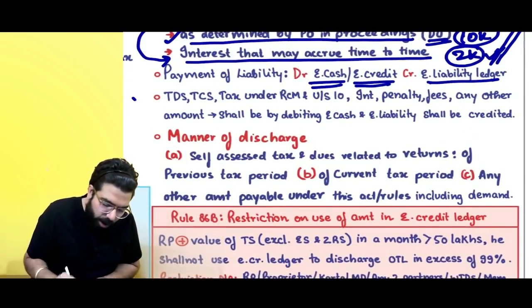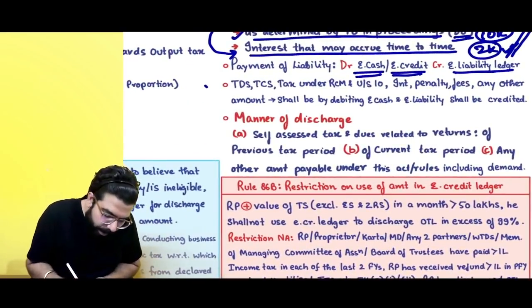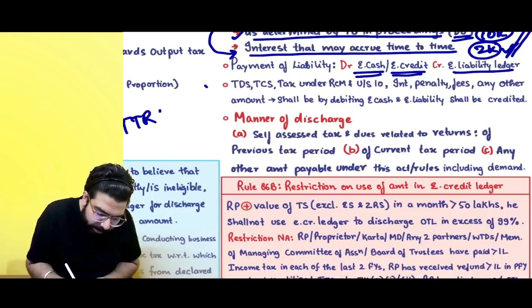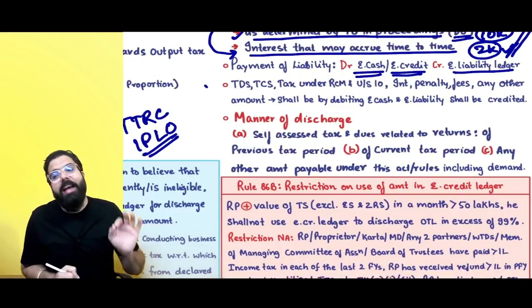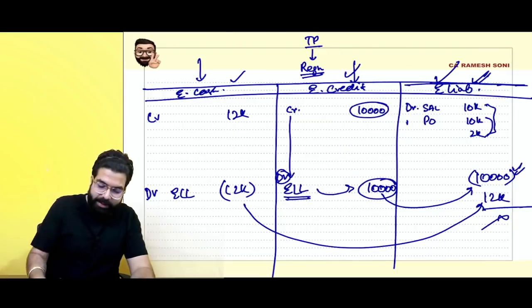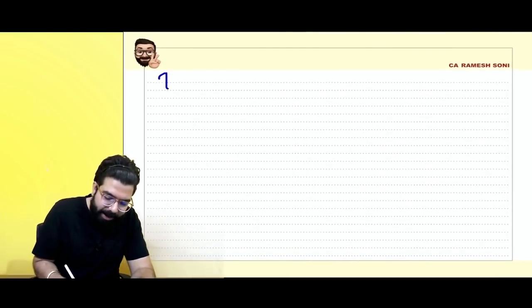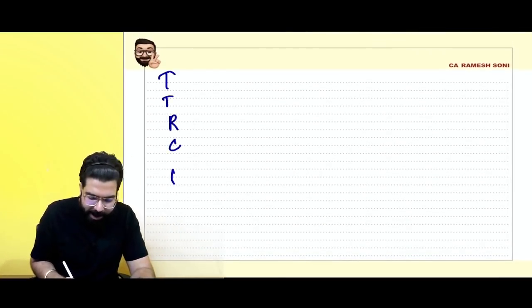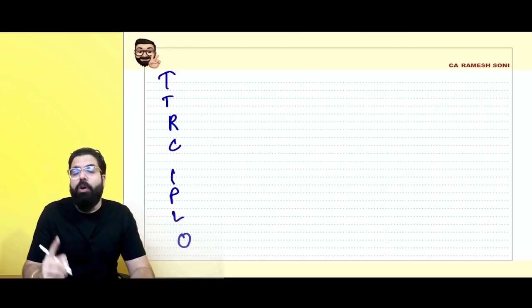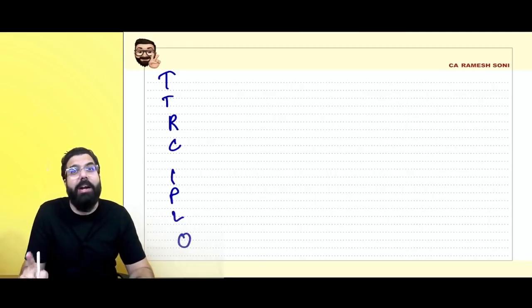Now, sir, always remember TTRC IPLO. Sir, what is this? TTRC IPLO. This amount always has to be paid through cash. You can't use your credit.